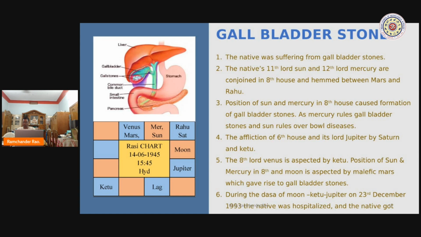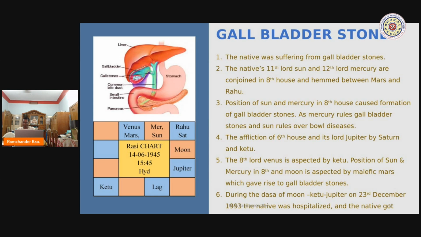Next, the affliction of the 6th house and its lord Jupiter. Jupiter, the 6th house lord, is in the 11th, aspected by Saturn as well as by Ketu. Then the 6th lord got afflicted here. The 8th lord Venus, who is also the lagna lord, is aspected by Ketu.